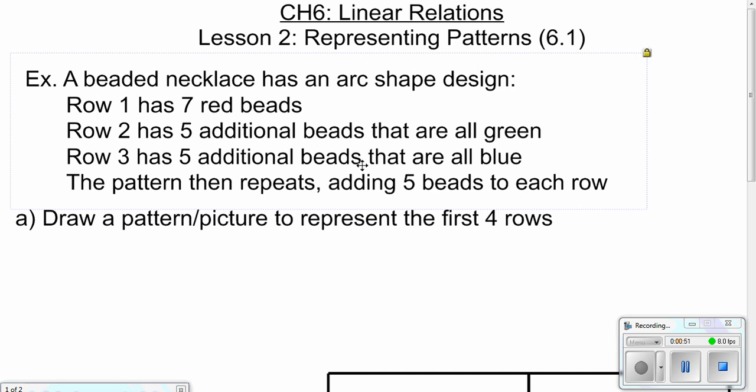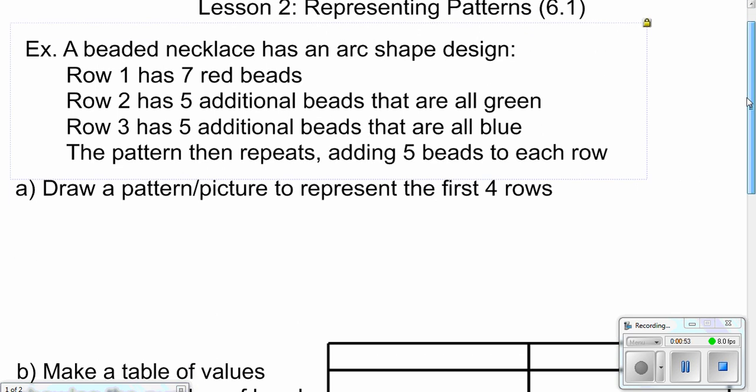So looking at our first example, a beaded necklace has an arc-shaped design, like a rainbow design. Row 1 has 7 red beads. Row 2 has 5 additional beads that are all green. Row 3 has 5 additional beads that are all blue. The pattern then repeats, adding 5 beads each row. And I would assume that it would go like red, green, blue, red, green, blue, red, green, blue. So draw a pattern or picture to represent the first 4 rows. So I think that you should draw that.